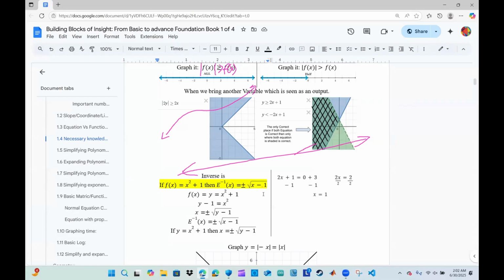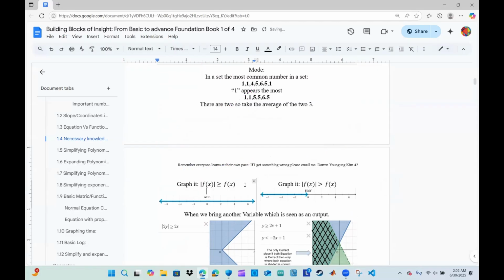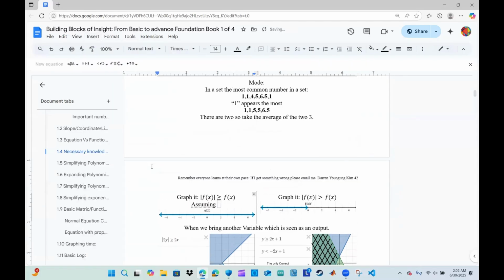I forgot something here. If you caught it, good job on you. You're better than me. Assuming f, let me just copy this. Oh, I didn't even do it the right way. Usually I make it this one because it allows you to do more.